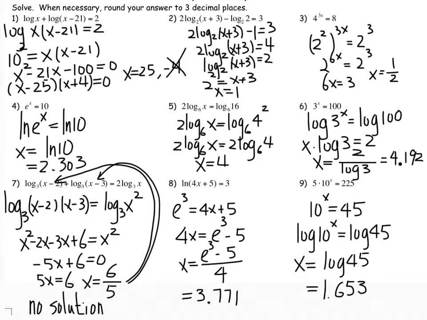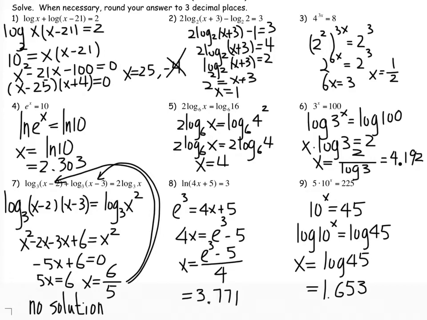Second part. Okay to use calculator. Solve when necessary, round your answers to 3 decimal places. Number 1, the logarithm function log x plus log (x minus 21) equals 2. For this one, I'm using the product property, multiplying the arguments together, x with x minus 21. So log of x times (x minus 21) equals 2. Rewrite into the exponential form. If there's no base, the base is going to be 10. So 10 raised to the second power equals x times (x minus 21).